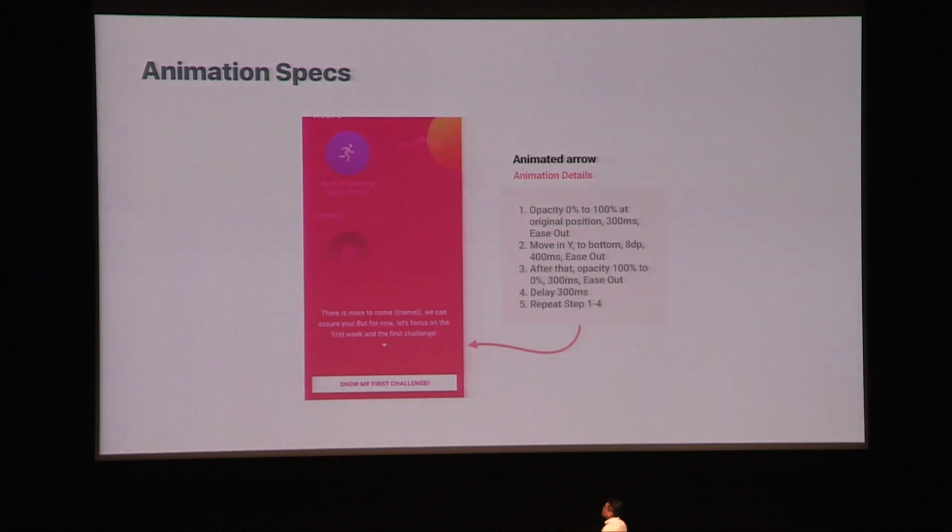So for example, in this case, the arrow is actually moving constantly, repeatedly. So we come up with a spec saying that it changes from opacity 0 to 100 with 300 milliseconds using ease-out functions, and then what's next and what's next. All these things are very easy to convert into code, which I will show you later. That's the thing that the developer told me.